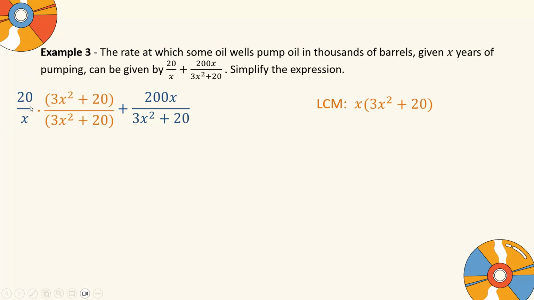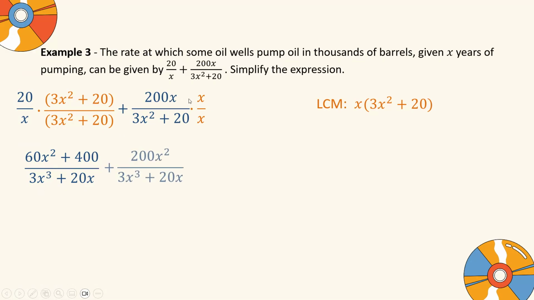So for the first part of the expression, we're multiplying by 3x squared plus 20 over 3x squared plus 20. For the second one, we'll multiply numerator and denominator by x. So distributing the 20 here, we'd have 60x squared plus 400 over 3x cubed plus 20x. And then the second one, 200x times x is 200x squared. Distributing the x in the denominator, we have 3x cubed plus 20x.